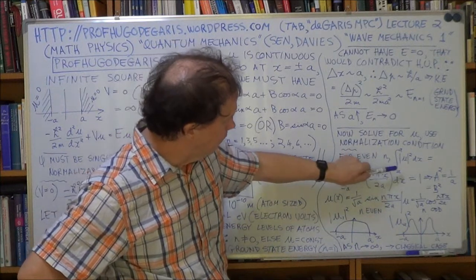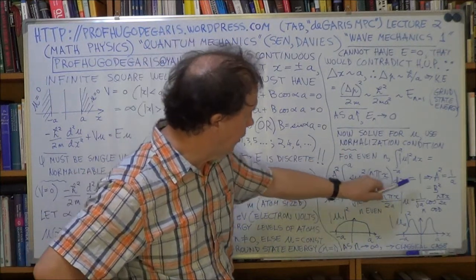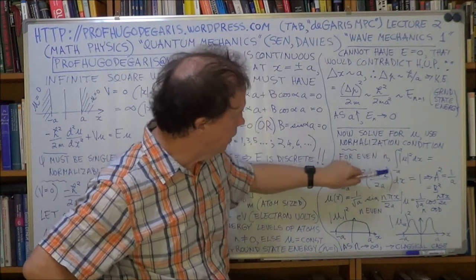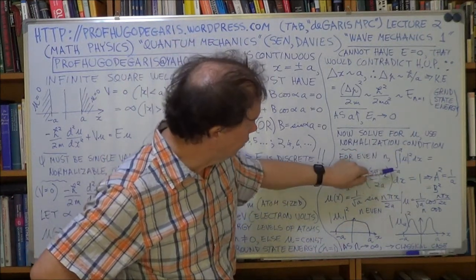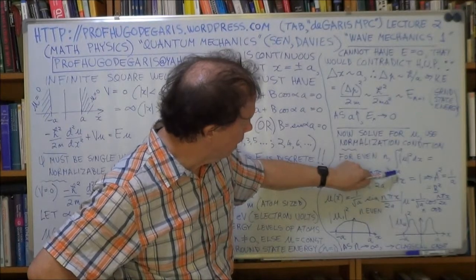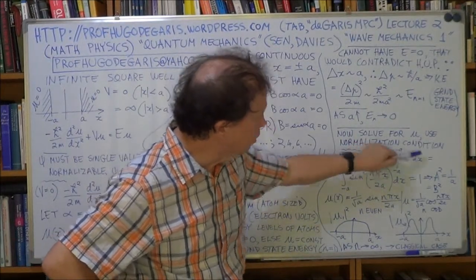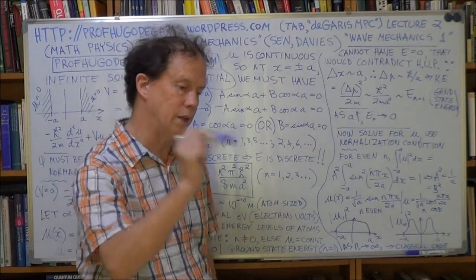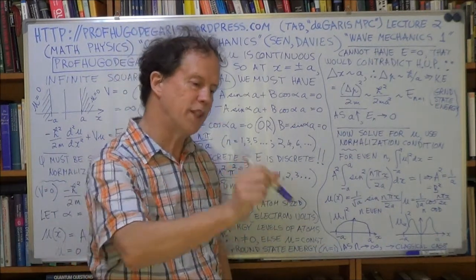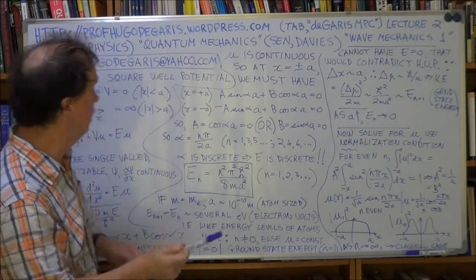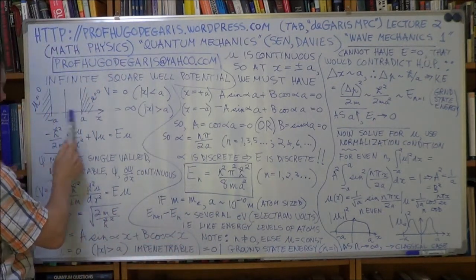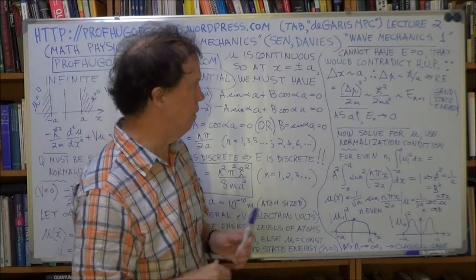So this integral here, where we square u, integrating it dx over the region minus A to A, must be equal to 1, right? The electron, the particle, whatever, must be in this region somewhere. So the probability of finding it in that region somewhere is 1. It's certain, in other words.